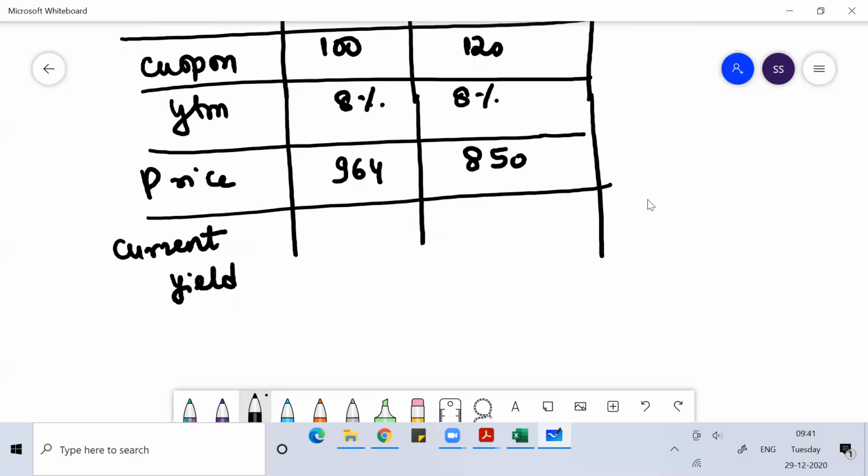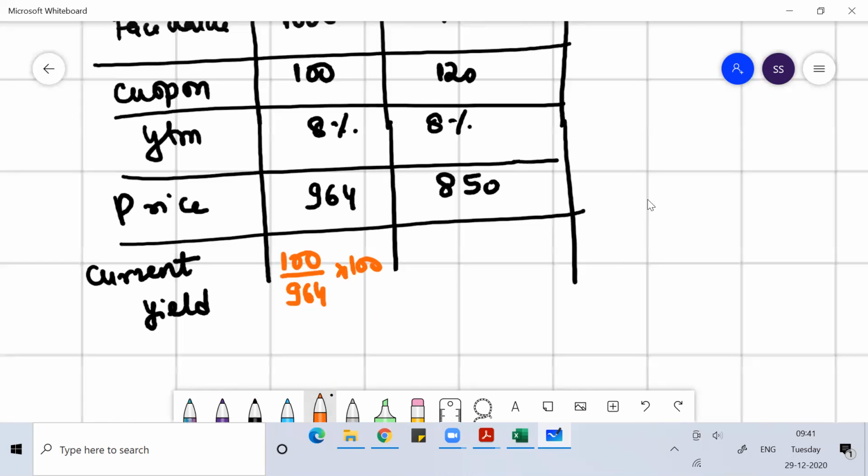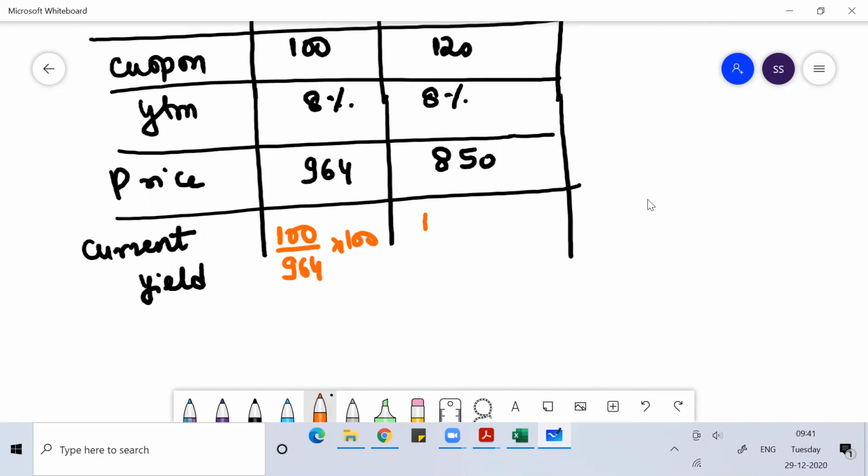The current yield of this bond: the coupon is 100, divided by 964, into 100. With this, you will find the current yield of BUX. Similarly, you can find the current yield of CUX as 120 divided by 850, into 100. You do this calculation, and you will get the current yield of both BUX and CUX.